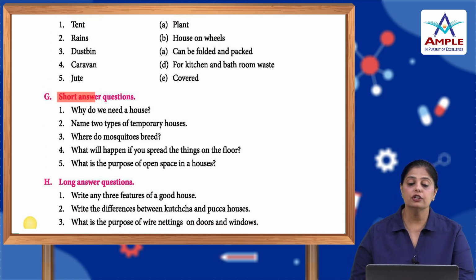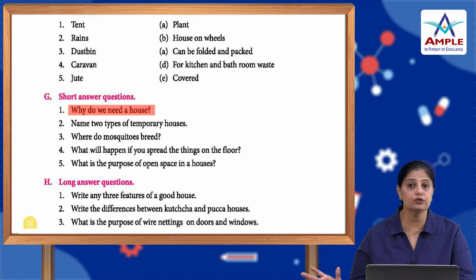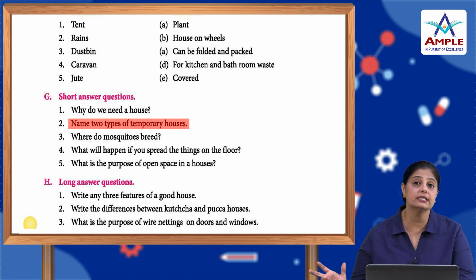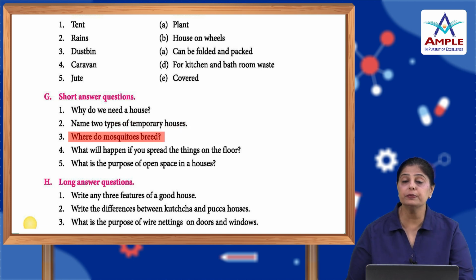Now, short answer questions. Why do we need a house? We need a house to protect ourselves from the weather conditions and dust and also insects or animal bites. Name two types of temporary house. We have already spoken about these. We can say the temporary houses are the kacha houses or the caravans. Where do mosquitoes breed? They breed in stagnant water.